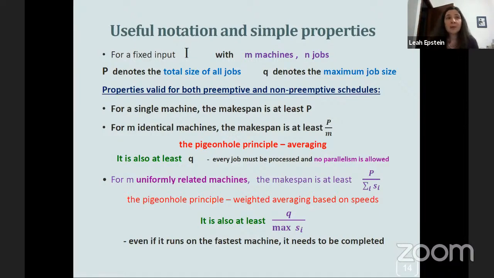Now the third bullet: if the machines are uniformly related, the Makespan is at least the total size divided by the sum of speeds, because the averaging here is different. And it is also at least the largest job divided by the largest speed, because it has to be executed.